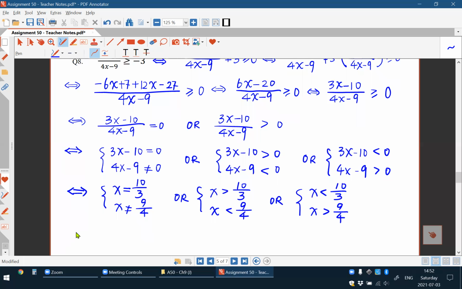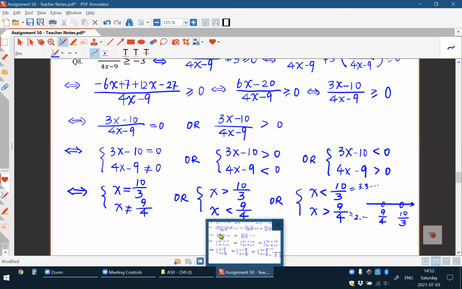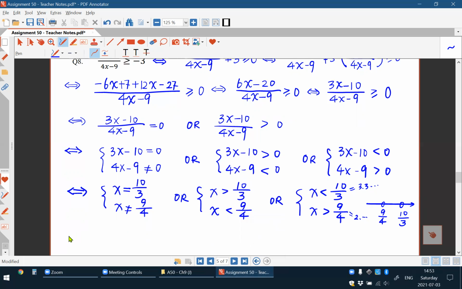Okay, now let's have a look at which number is larger, 10 over 3 or 9 over 4. 10 over 3 is 3.3 something, right? 9 over 4 is 2 point something, right? So which one is larger? Suppose this is 10 over 3, 9 over 4 must be here, right? 10 over 3 is larger.